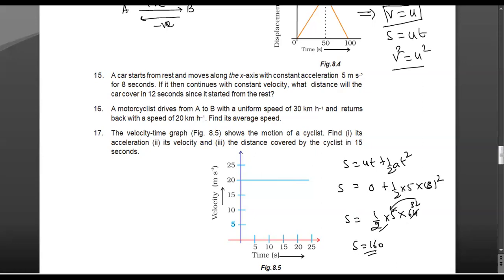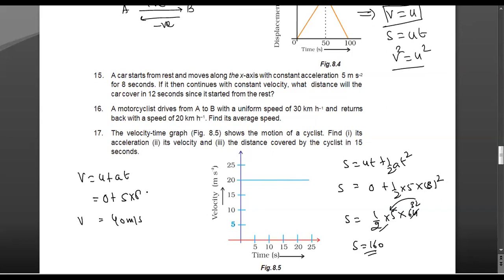And then if it continues with a constant velocity, first we need to calculate what would be the velocity at the end of 8 seconds, since we need the distance covered in 12 seconds from the start. So we can calculate its final velocity. V is equal to u plus at. Initial velocity is 0, a is 5 and time is 8. So its final velocity is 40 meter per second.